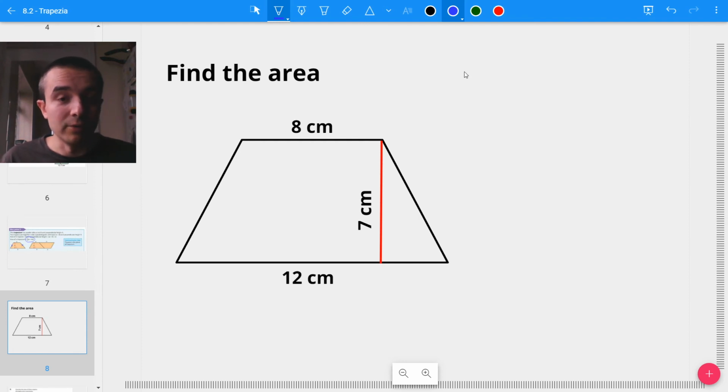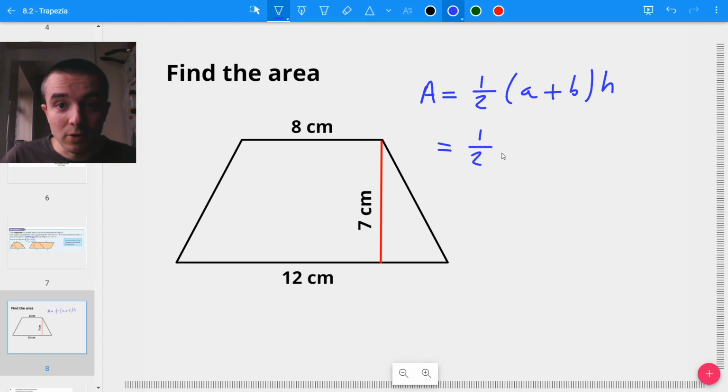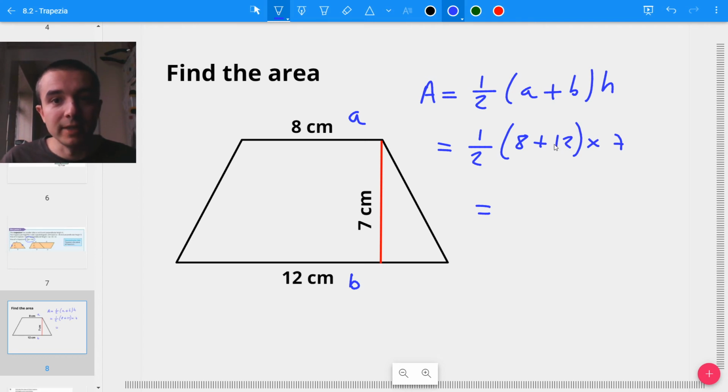I'm going to show you an example here. Can you take a moment and work out the area for this trapezium? So area of a trapezium is a half bracket a plus b times the height. It's a half of a and b, which are these and these. It doesn't matter which one is a, which one is b. So 8 plus 12, and I need to times it by the height, which is 7. Follow Bidmas now. 8 plus 12 is 20. A half of 20 is 10. 10 times 7 is 70 centimeters squared.